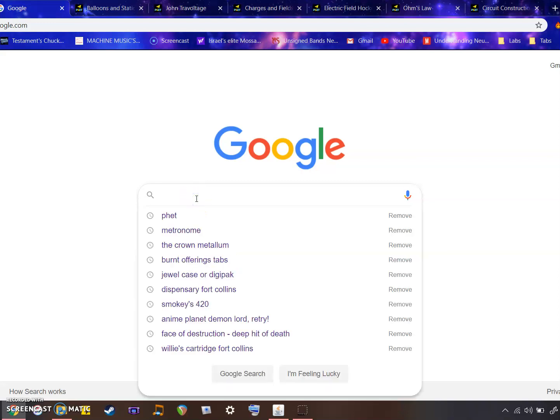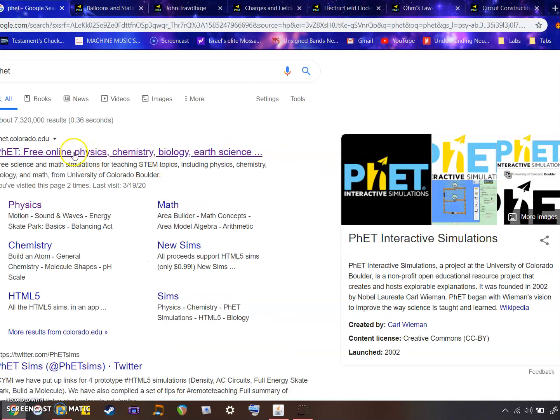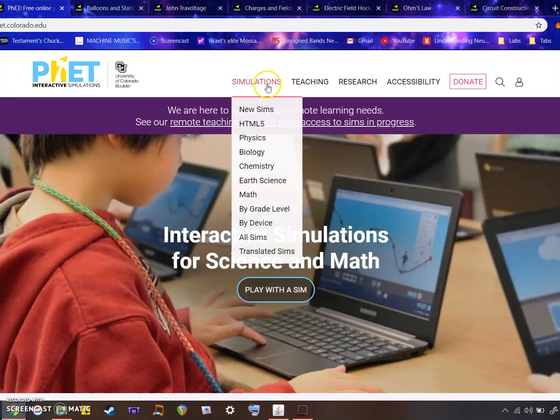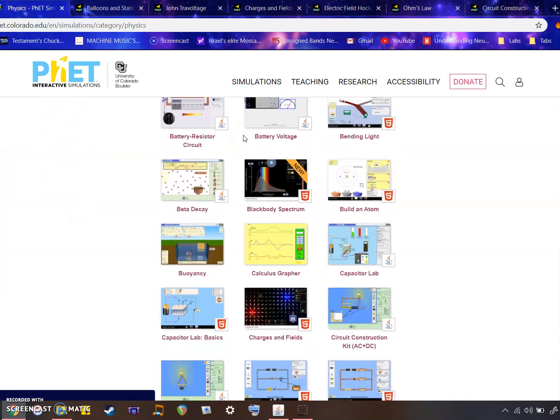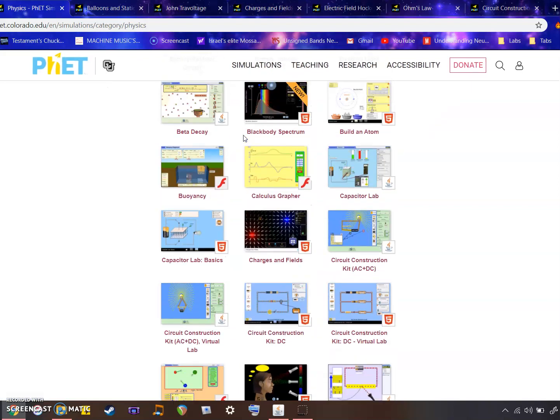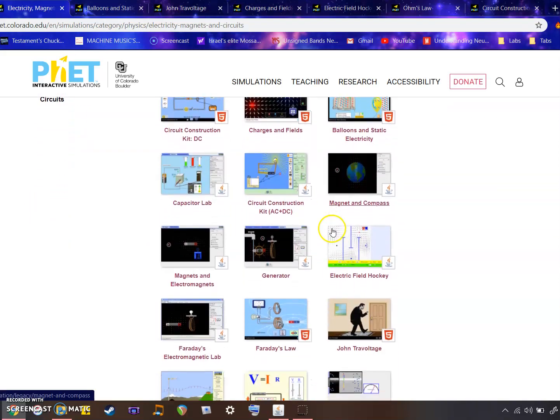If you go to Google, you just type in PhET, P-H-E-T. It should be the first thing that comes up, phet.colorado.edu. Click on that link, and if you look at the simulations tab, you should see a choice for physics, so go to that. And then there you go, you get all kinds of physics related simulations. You can choose by subject on the side here, so we'll look at electricity, magnets, and circuits.